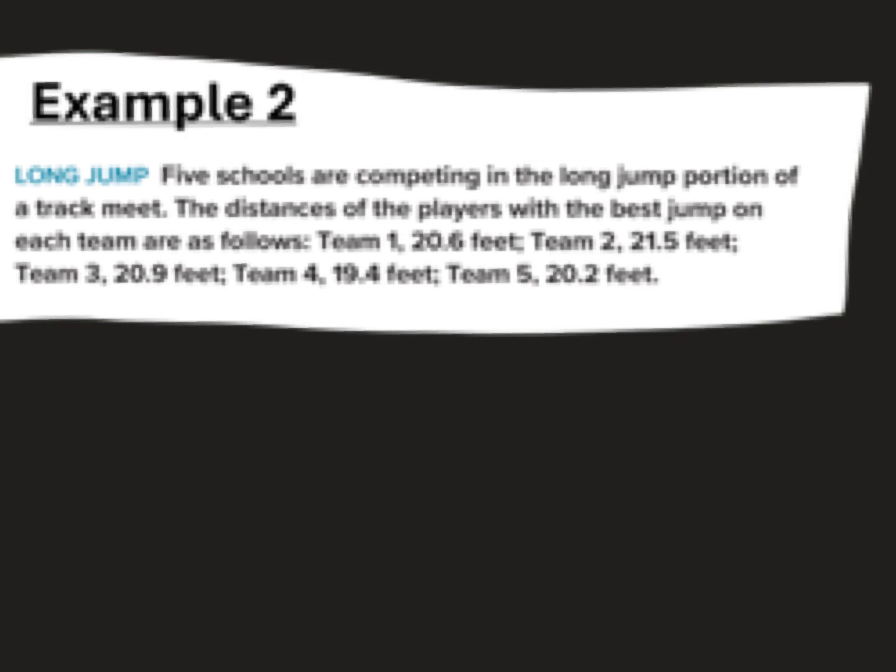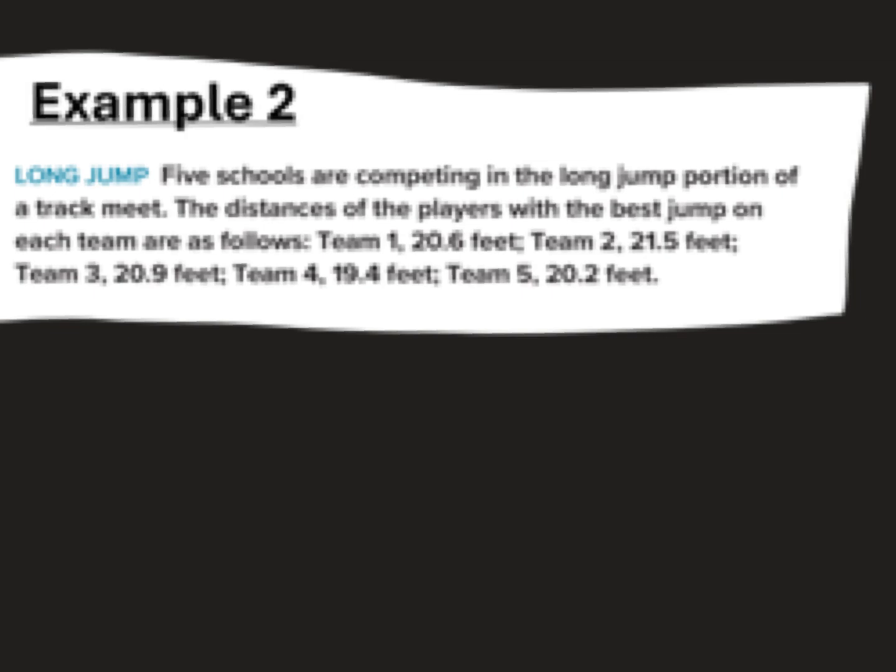Example 2. Schools are competing in the long jump portion of a track meet. The distance of the players with the best jump on the team are as follows. Team 1, 20.6 feet. Team 2, 21.5 feet. Team 3, 20.9 feet. Team 4, 19.4 feet. And Team 5, 20.2 feet.